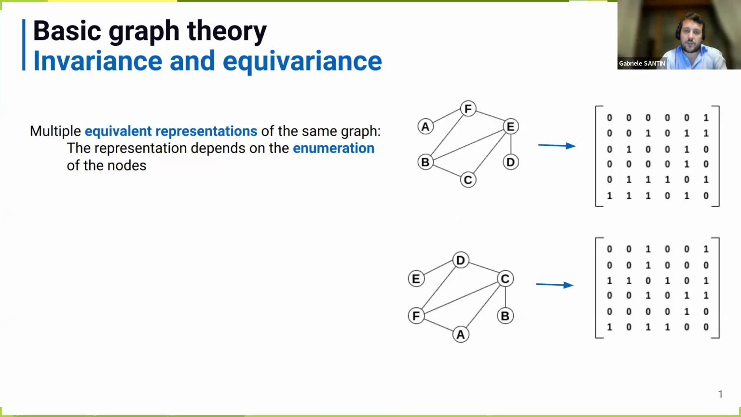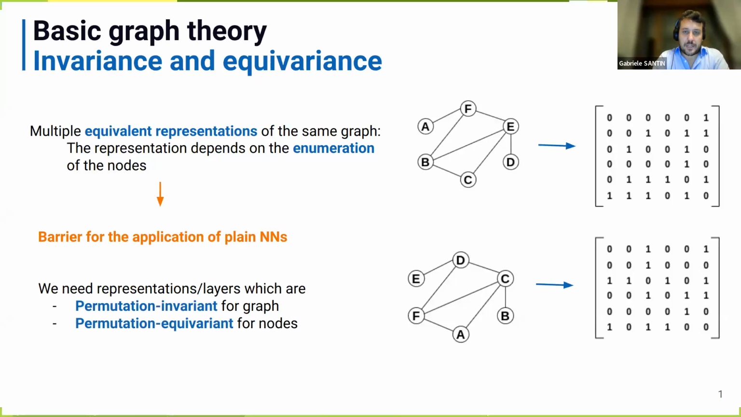In particular, if I train any kind of machine learning model on my representation of the data, and then I give my model to you, and you want to test it on your data, you may have the same identical data. But if you choose a different labeling of the nodes, you will end up with a model that is not even able to recognize the fact that two graphs are actually the same object. So it will give completely nonsense predictions or outputs on the same data. And this indeed is a barrier to the application of plain neural networks.